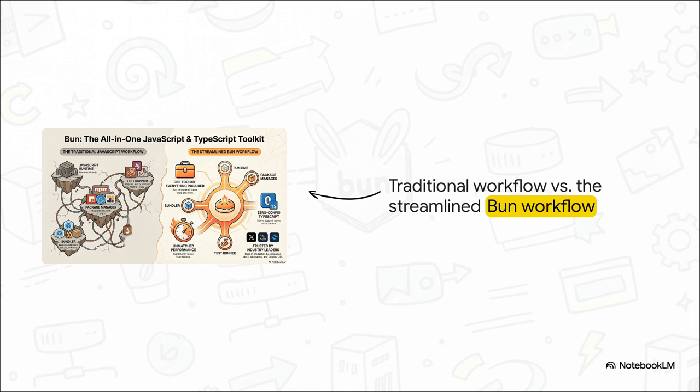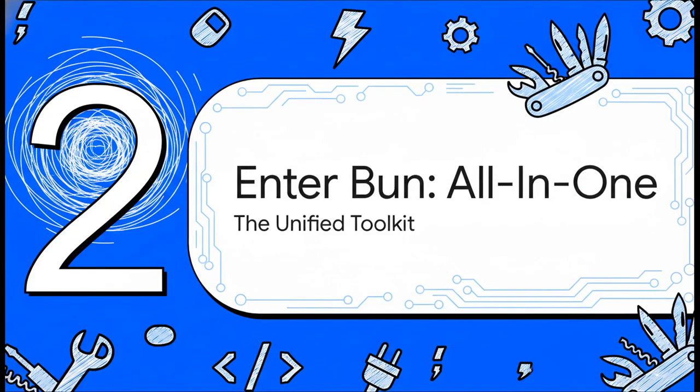But then, look at the streamlined Bun workflow. Instead of a dozen disjointed islands, you have one single unified toolkit. Your runtime, package manager, bundler, and test runner are all baked right into one central application. It's brilliant. Which brings us to section 2, Enter Bun, the all-in-one.